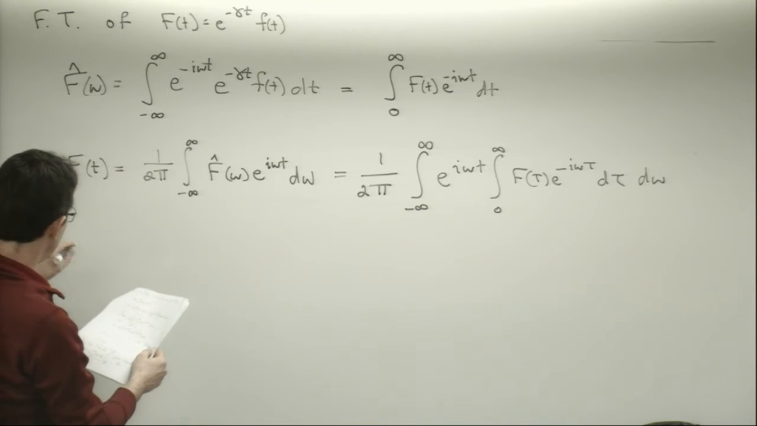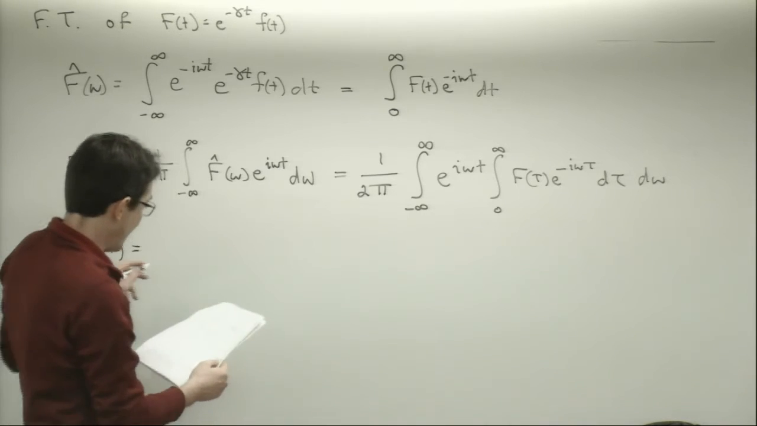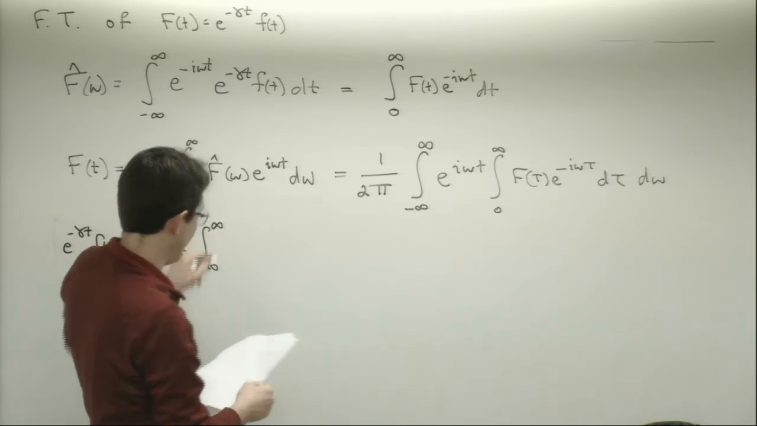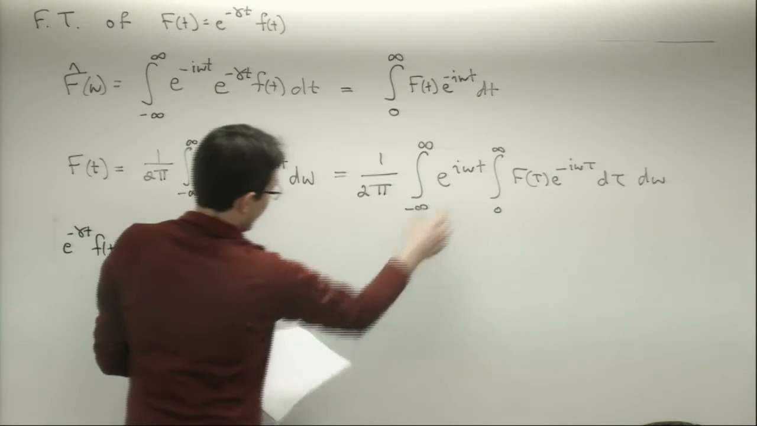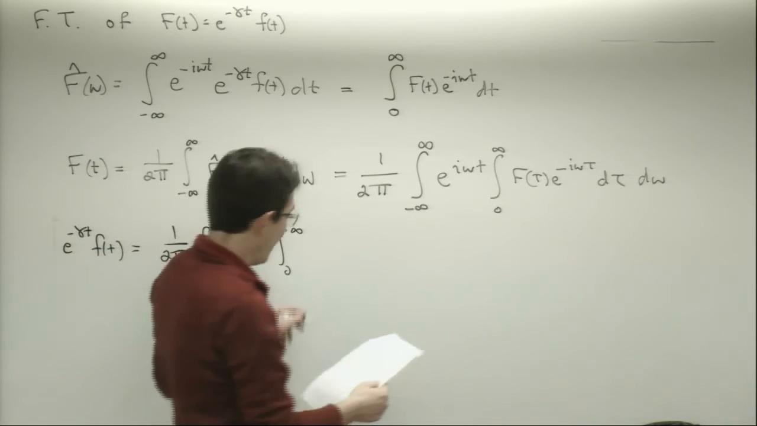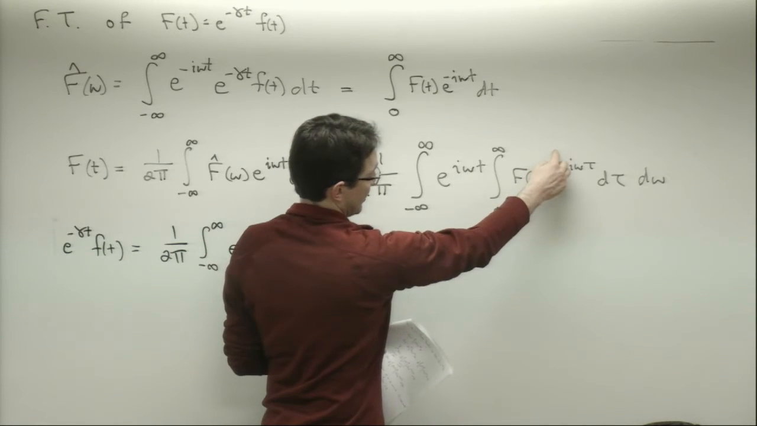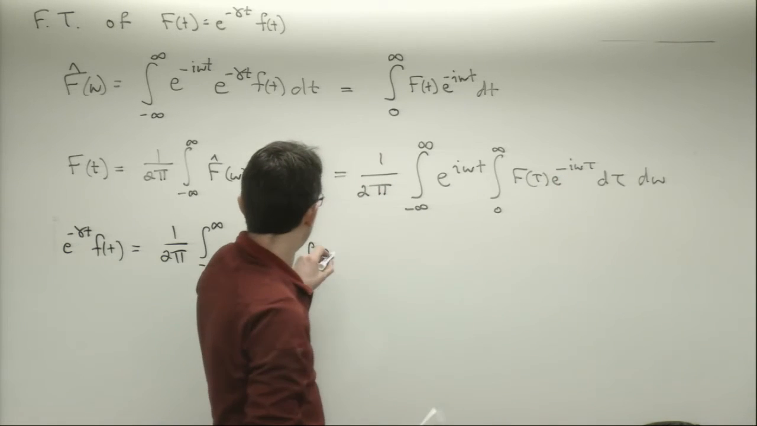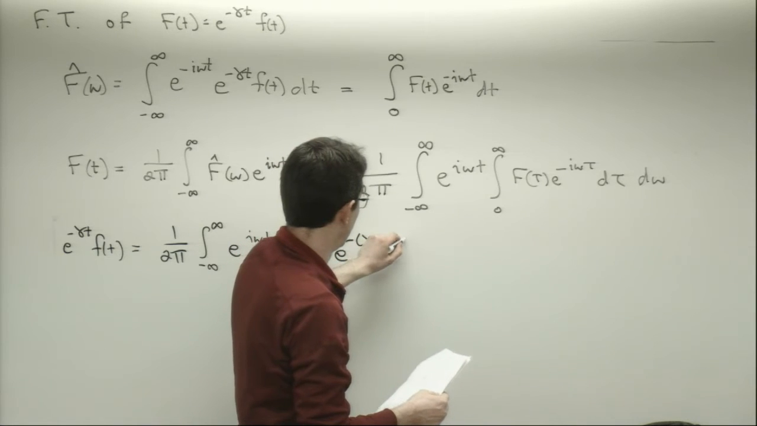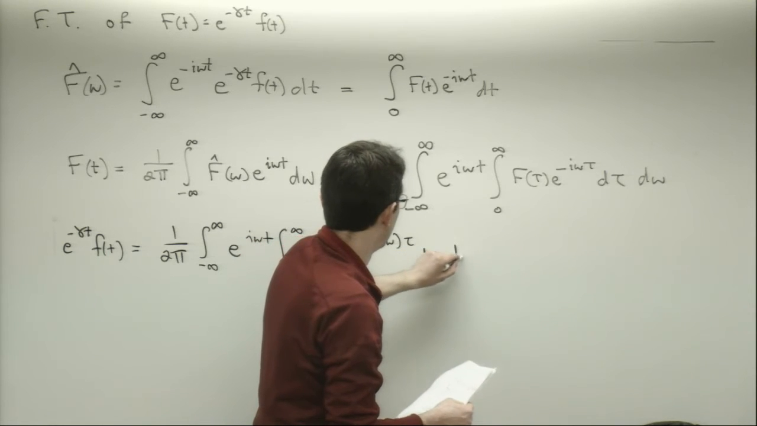Okay, so I notice that this is e to the minus gamma t little f of t, and that equals 1 over 2 pi integral from minus infinity to infinity of this thing, e to the i omega t, integral from 0 to infinity of f of tau times e to the minus gamma tau times e to the minus i omega tau, which is e to the minus gamma plus i omega, these should be taus, d tau d omega.